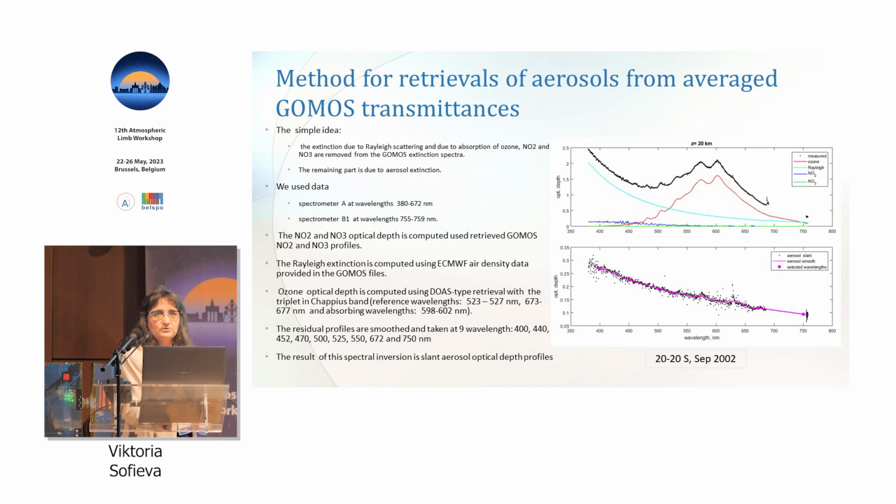For ozone, we also use a DOAS type retrieval in the SHPE channel, in the SHPE band. The remaining residuals are smoothed and taken at 9 wavelengths. This collection of wavelengths is selected in such a way that they have the same wavelengths as other instruments measure. And so this is the result of our spectral inversion.